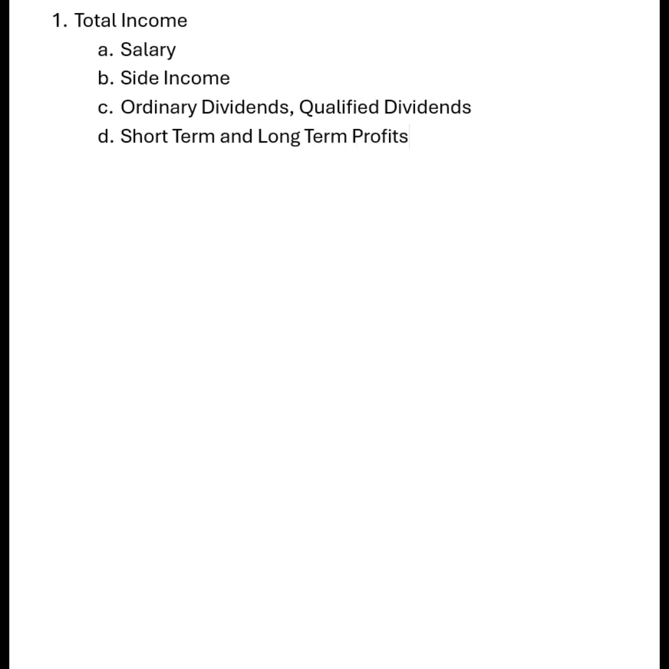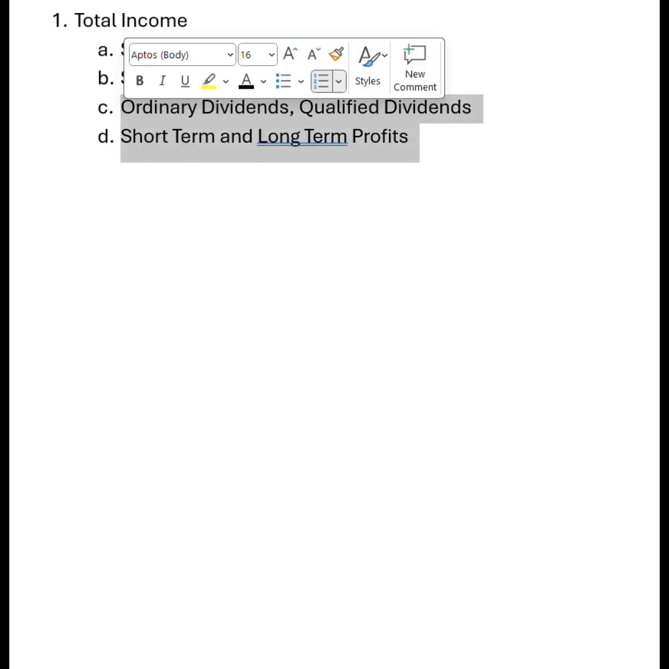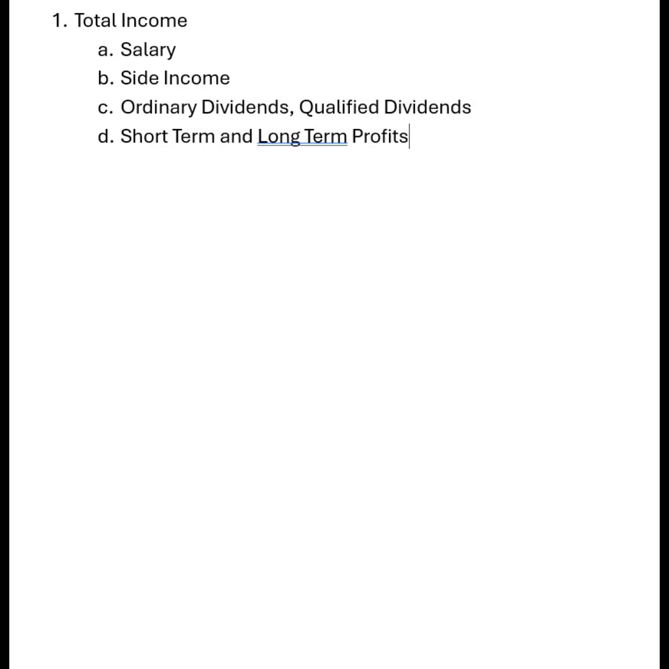Now, to be clear here, your ordinary dividends, your qualified dividends, your short-term and long-term profits, those all need to occur in a brokerage account for that to be taxable as income. But this is a pretty confusing step for a lot of students because we've learned in the past that qualified dividends and long-term sales on stocks, those are taxed as capital gains. And that is indeed the case. Those will be taxed as capital gains, but they still get included in this process of solving for income taxes. And we will see why as we go through the steps.